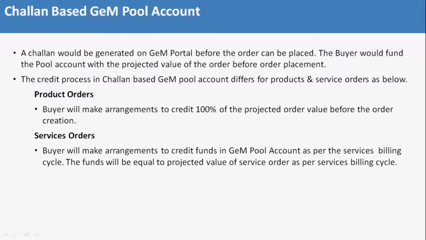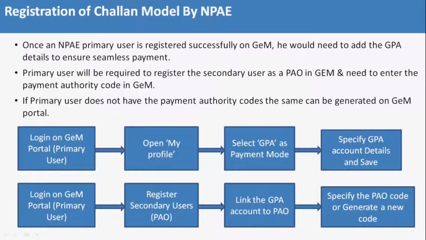For product orders, buyer will make arrangements to credit 100% of the projected order value before the order creation, while in services, buyer will make arrangements to credit funds in GeM Pool account as per the services billing cycle. The funds will be equal to projected value of service order as per services billing cycle. In this slide, you can read through about the registration of Challan model by NPAE.